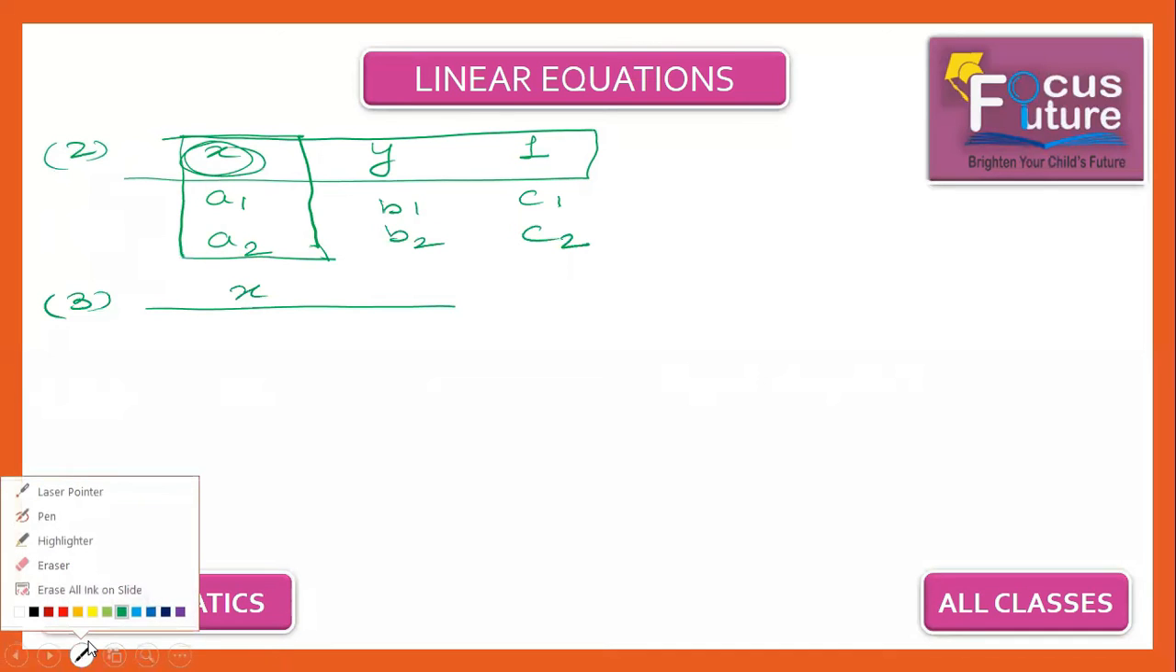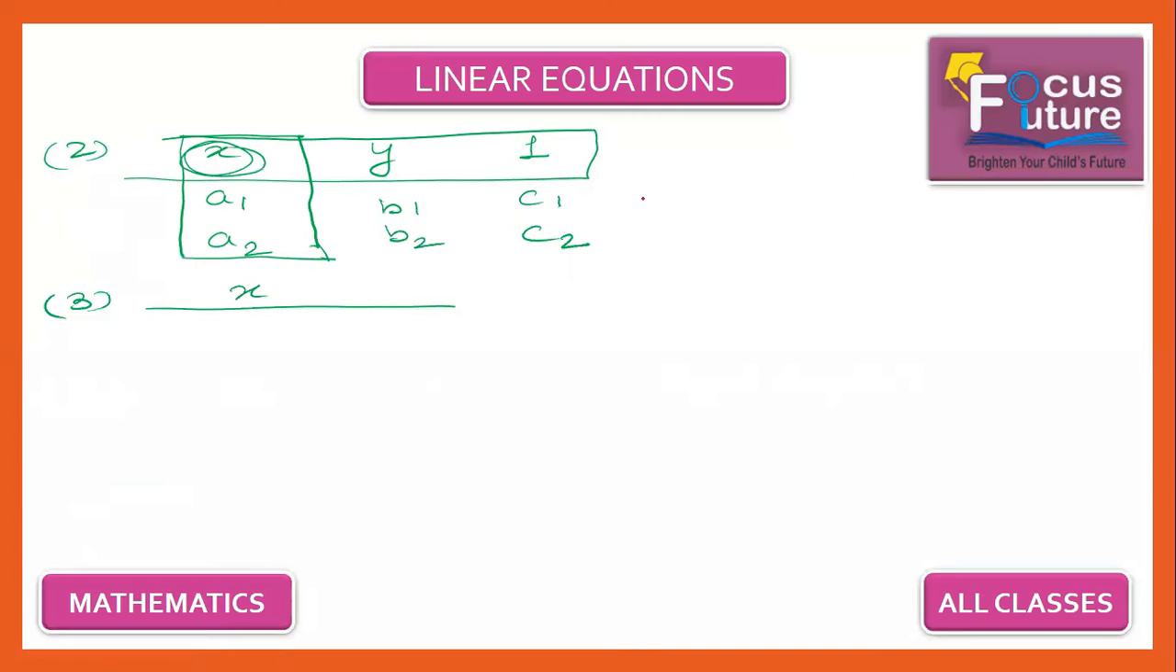And now you are left with what? Let me change the marker. Now you are left with b1, b2, c1, c2. So you will cross multiply this part. So x divided by b1 c2 minus b2 c1. Right? Now next we would be calculating y.